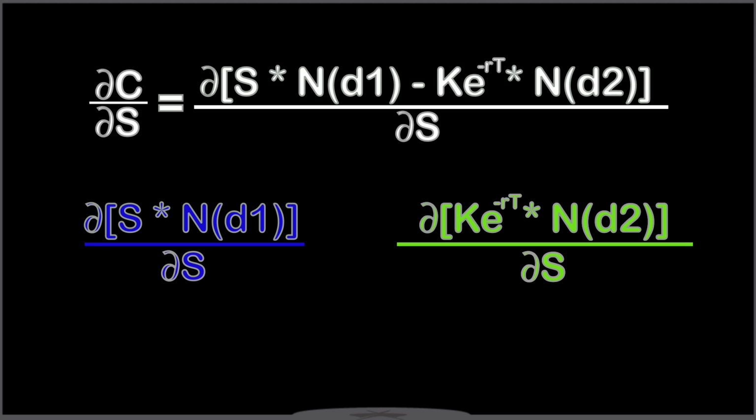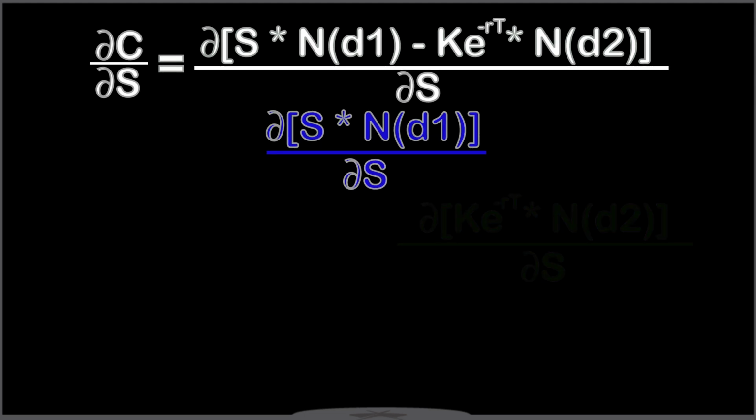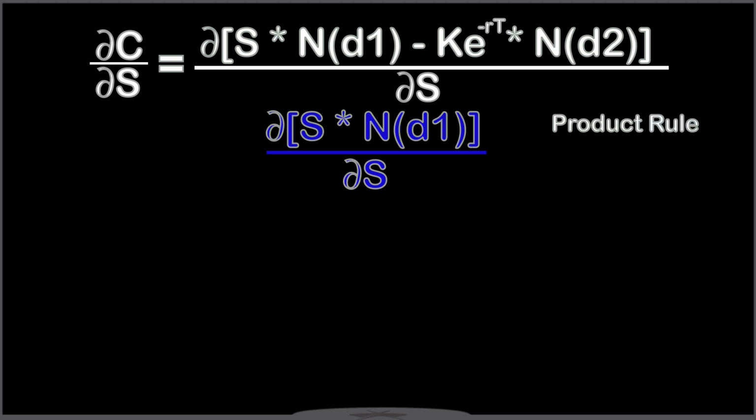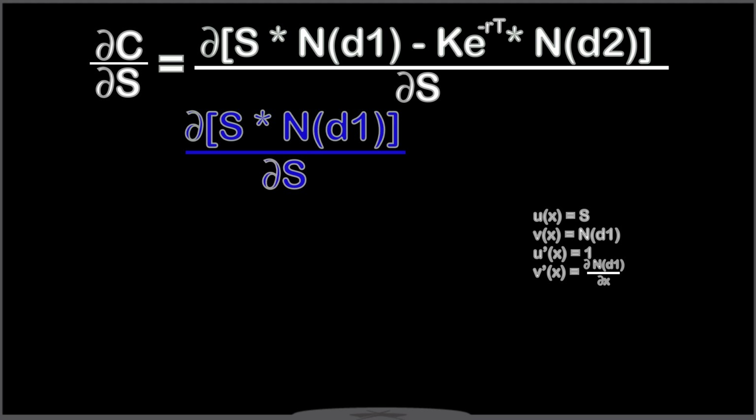First, let's examine the first portion of the Black-Scholes formula and derive this with respect to S. To derive this portion, we need to use the product rule. As a refresher, the product rule states that d/dx of two functions, u and v, is u'(x) times v(x) plus u(x) times v'(x). If we assign each of these components a value based on our equation, we see that the product rule will help simplify our derivative to the following.